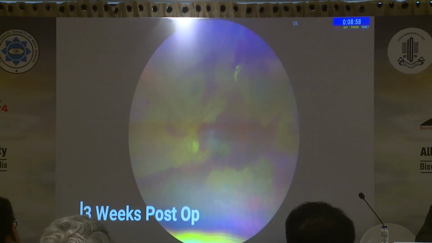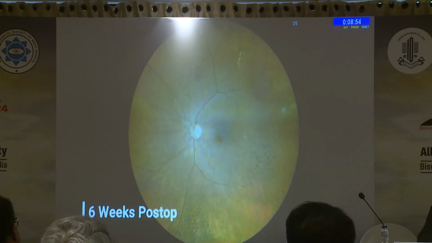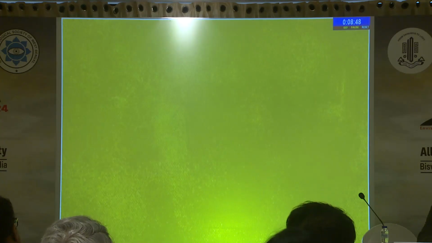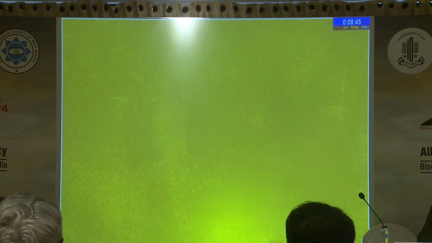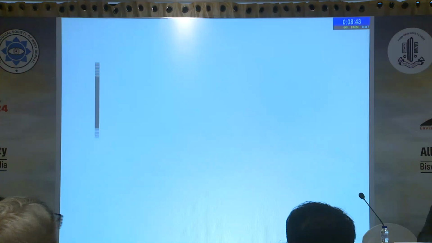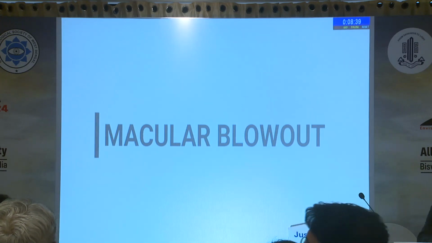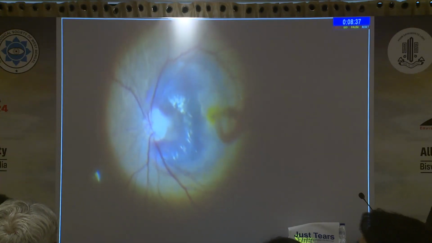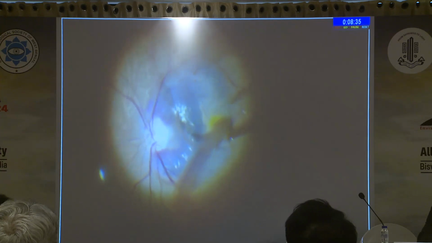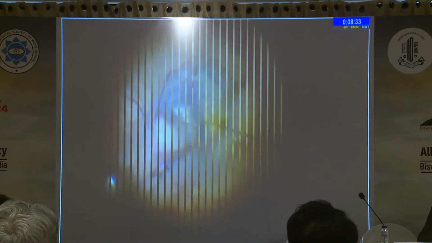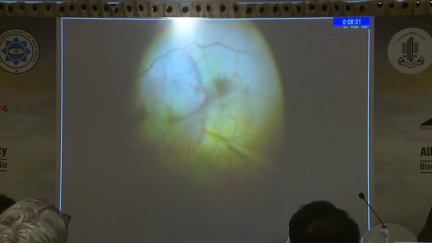3 weeks post-op, significant reduction in subretinal hemorrhage was seen. 6 weeks post-op, subretinal hemorrhage had resolved and visual acuity improved to 6/9. And what we were discussing in the last case, this is a common complication: macular blowout. This is mainly due to the uncontrolled forceful injection by the assistant who is pushing the plunger while the surgeon holds the syringe. This also leads to shaking of the surgeon's hand while injecting.